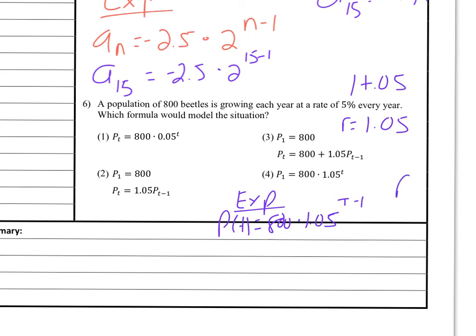So they must have gone with the recursive formula. Figures I chose wrong. So the recursive formula starts out with the first term, and that would be p sub 1, because they're not using a. That's obnoxious, but p sub 1 is going to be 800. And again, what am I multiplying by the previous term every single time? Well, that's p sub t in this case, not n, equals 1.05 times p sub t minus 1, which is answer choice 2. 1.05 times p subscript t minus 1. That is obnoxious when they're not using the same subscript. Just like the calculator uses u, they don't have to use a.